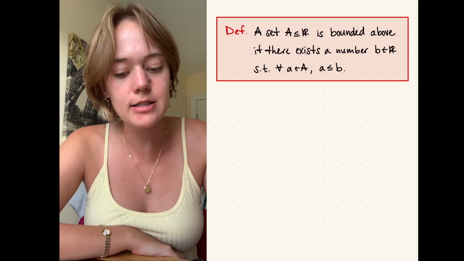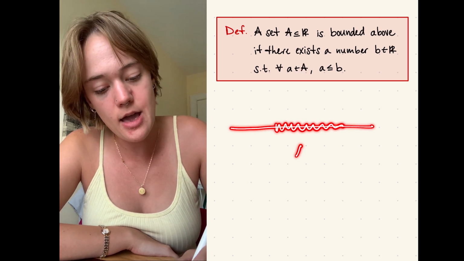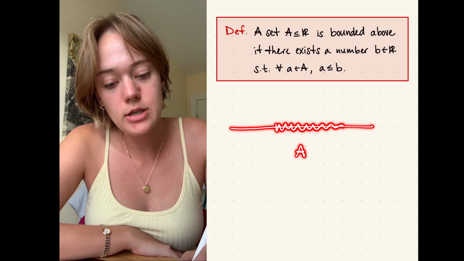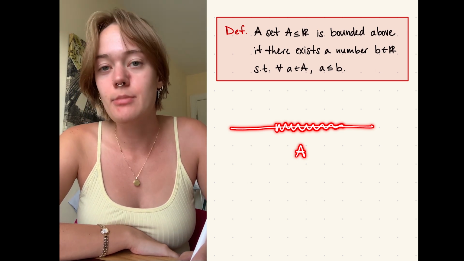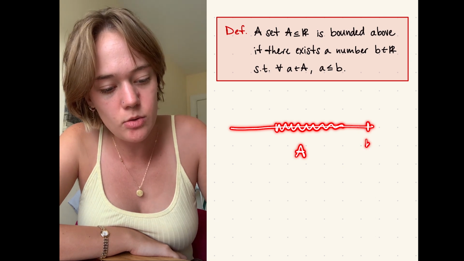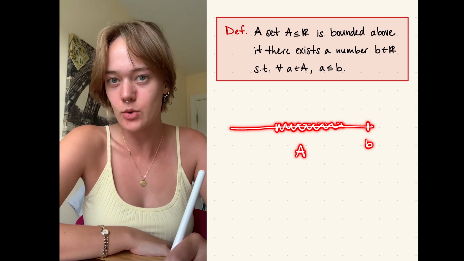So if we visualize this, it's pretty easy. Say I have a number line and my set A. For something to be an upper bound, all of the elements within A need to be less than my value of B. So something like this would work, right? You can see that I have all kinds of A's within my set, and they're all going to be less than or equal to B.